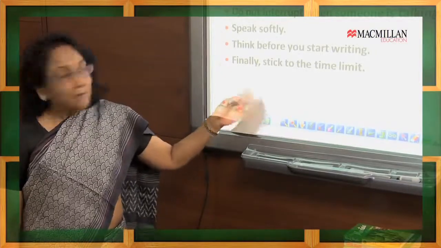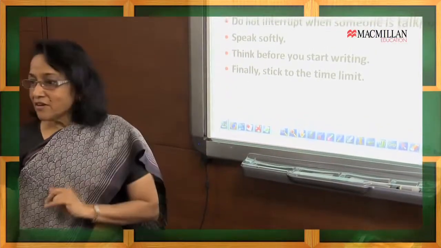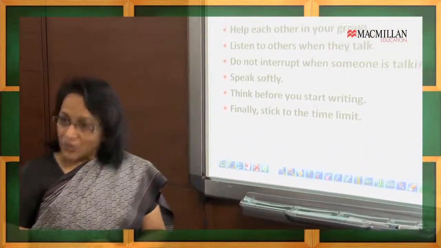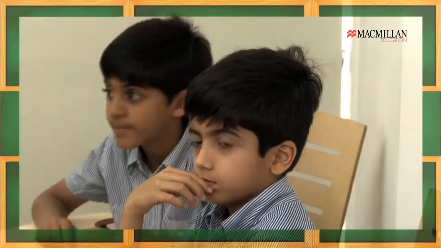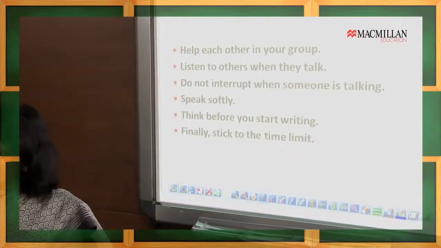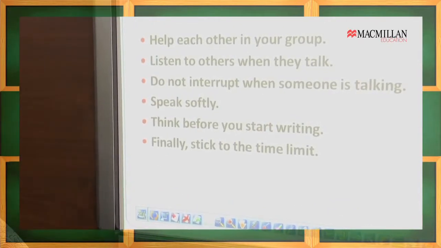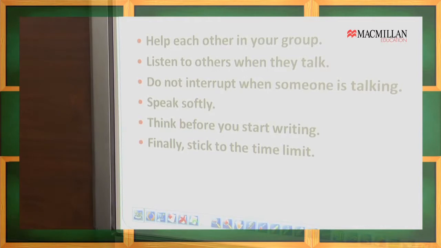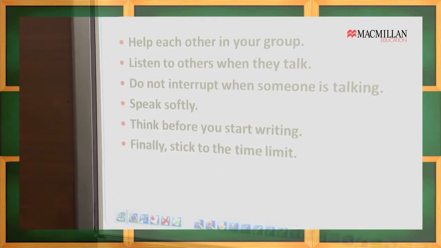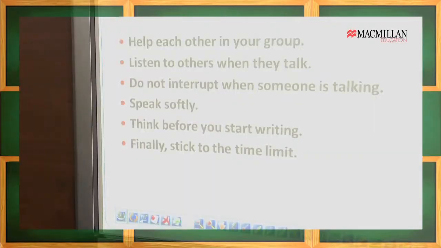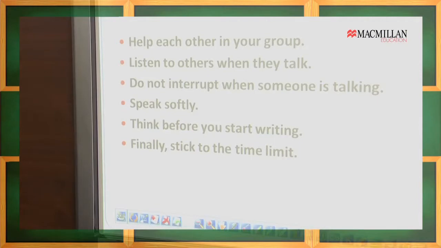Would you like to read them? Help each other in your group. You are a group, right? The three of you. We have 3 groups here. Listen to others when they talk. Do not interrupt when someone is talking. Do you like that? Interruption? No. Okay, good children. Speak softly, right?